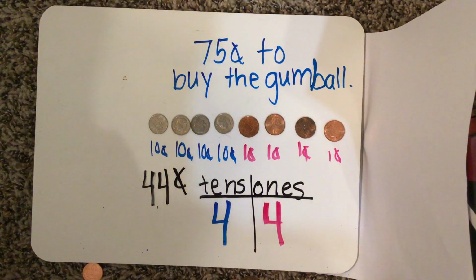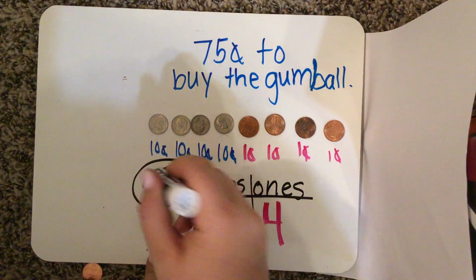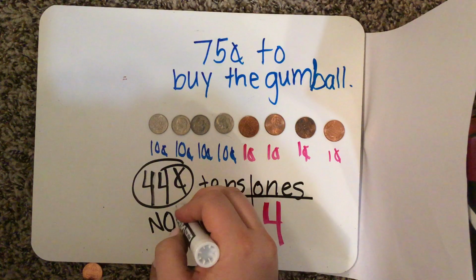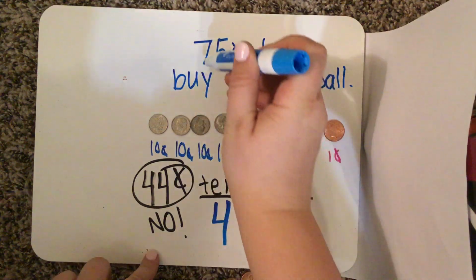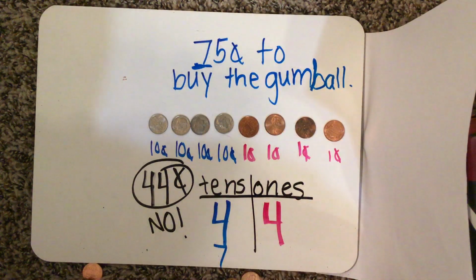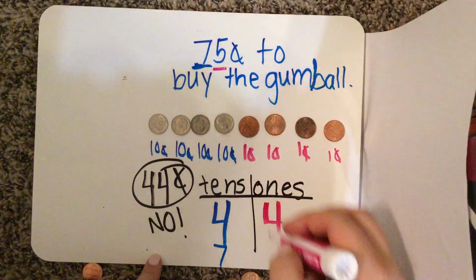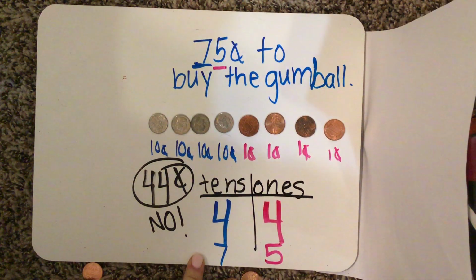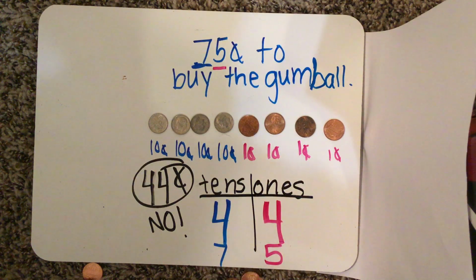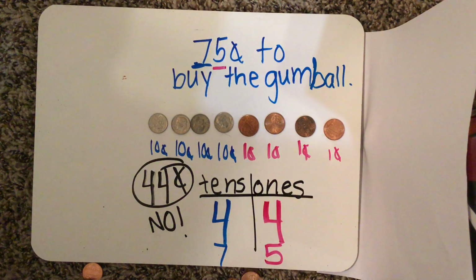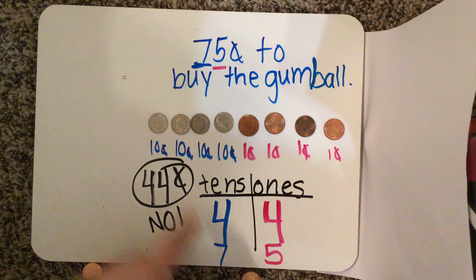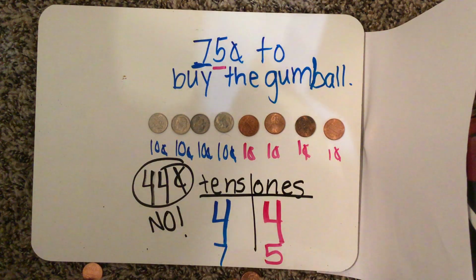Do I have enough to buy the gumball if it costs 75 cents? The answer is no. Because 75 has a 7 in the tens place and a 5 in the ones place. So if we look at 44 cents versus 75 cents, there are 4 tens in 44 and 7 tens in 75. So 75 cents is more than 44 cents. So if I put in my 44 cents, I would still not be able to get that gumball.